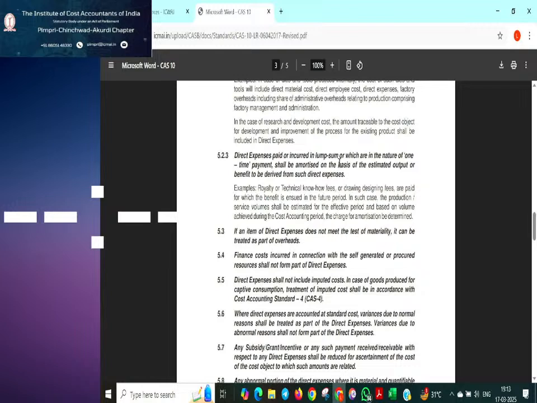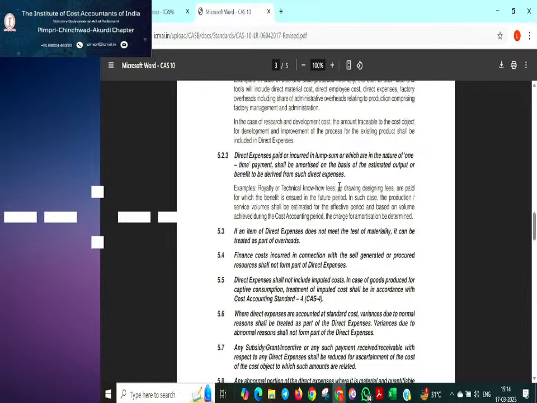This lump sum is one other thing. Lump sum payment, like for example, you pay royalty or technical know-how fees for say 5 years together in a lump sum manner. But you are going to use it for 5 years. So what you have to do is amortize the amount and charge it under direct expenses. That is what it says.